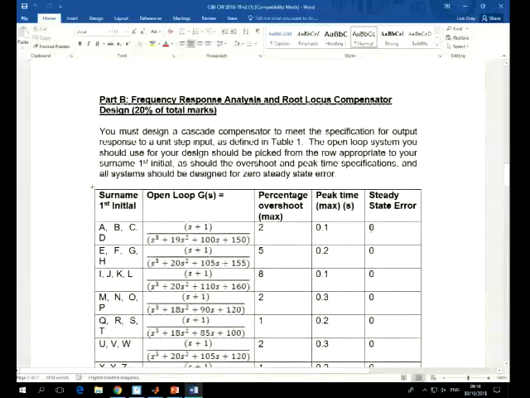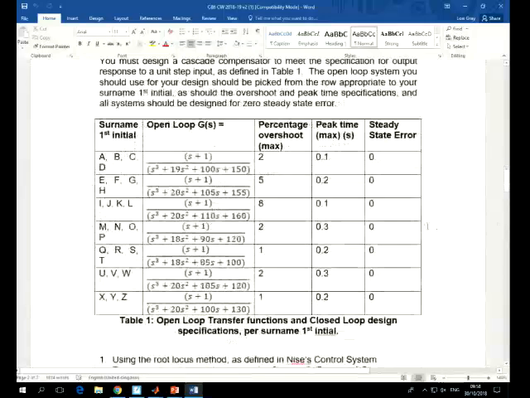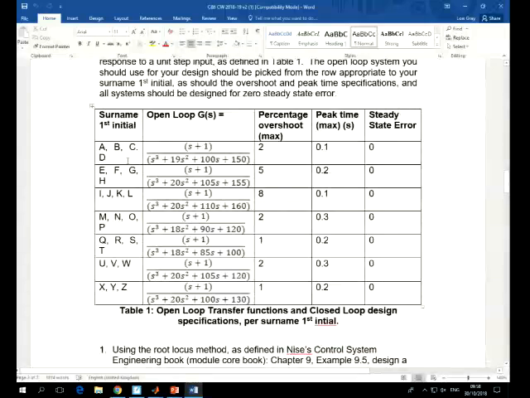So the way it works, I'll talk about this in a minute, but I'll just show you what we're doing. First of all, you need to know your surname, and you pick the letter from your surname. This is just so that I don't have 120 courseworks all exactly the same. This will be your open loop transfer function. So it's going to be an open loop system related to your name, and we're going to add unity feedback to that, and a PID controller.